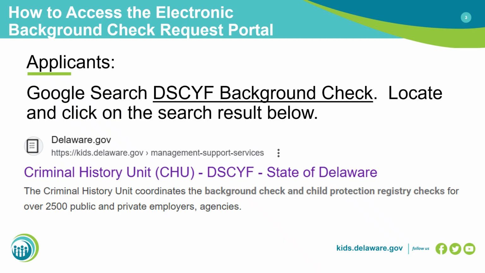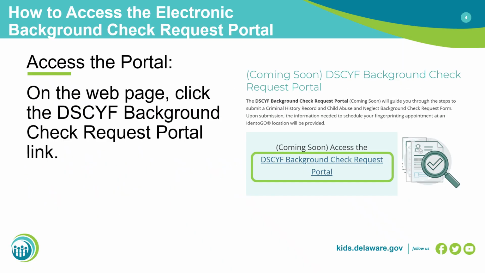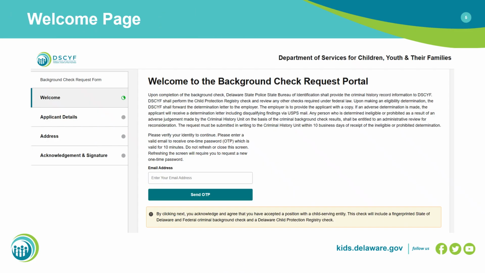To begin, applicants will Google search DSCYF background check. Locate and click on the search results shown. You may want to bookmark this page for future use. On this web page, you will find the link to the DSCYF background check request portal and this video guide. Click the blue text shown in the green rectangle. This link will bring you to the background check request portal homepage.